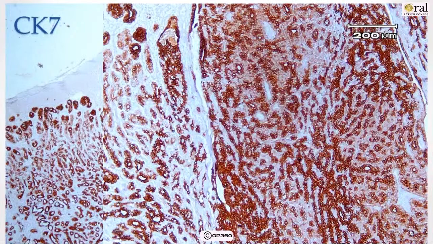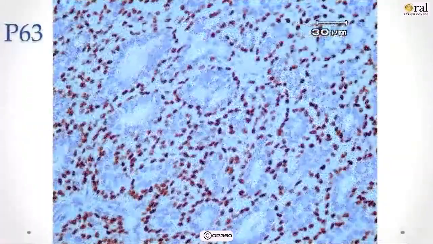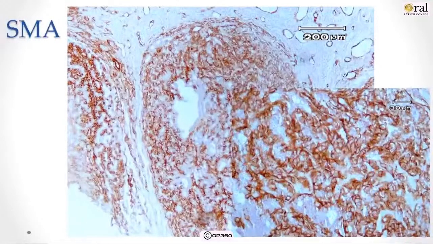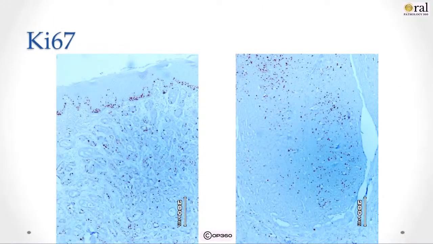Membranous and cytoplasmic expression of cytokeratin 7 in low and high magnification are shown here. P63, which is a marker of basal or myoepithelial cell differentiation, was positive at the periphery of the islands and tubules. Smooth muscle actin, which is a sensitive marker of myoepithelial cell differentiation, is strongly positive within the cytoplasm of the tumoral cells. Ki67, a marker of proliferative activity, is positive in hotspot areas of the tumor and is estimated at approximately 10%.